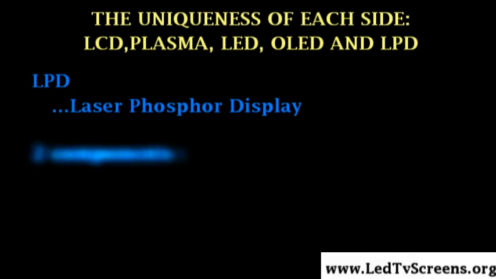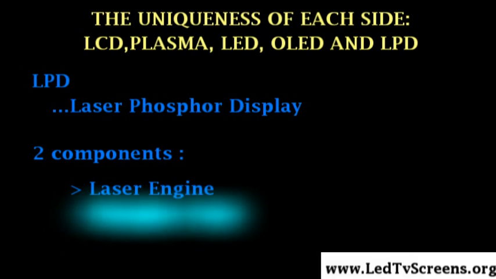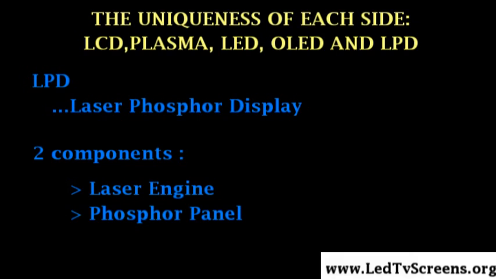LPD. LPD is also known as laser phosphor display. It has basically two components, mainly the laser engine and the phosphor panel. The primary function of the laser engine is to focus an array of beams that are modulated onto the panel. The drivers of the laser engine are solid-state laser diodes, which are common in high-density optical storage media devices.